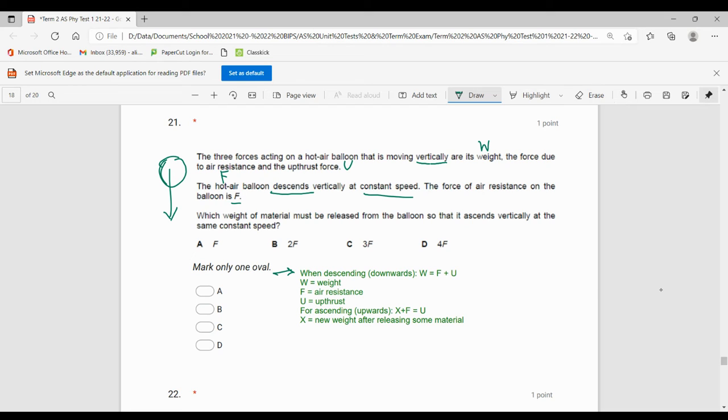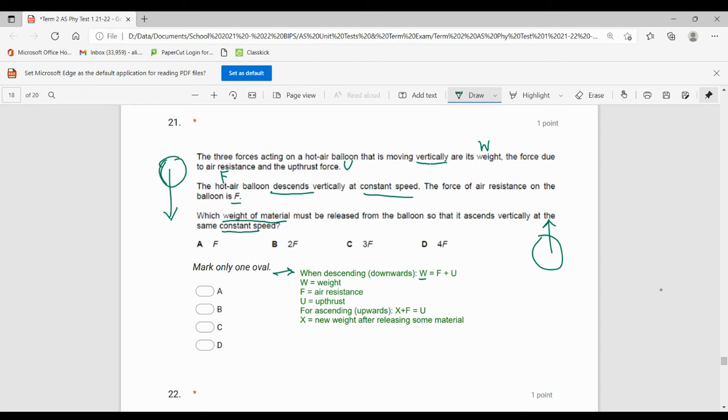Now, the question further says which weight of the material must be released from the balloon so that it ascends vertically. Now it is going to ascend, means it's going to go up. Same hot air balloon would be moving up at the same constant speed. Air resistance has already been mentioned to be F, so we're still going to use F. Now that it will be moving up, what will be the new equation for the three forces? Again, it will have a constant speed, so it will be at equilibrium. It's moving up because now they are reducing the weight. The downward weight is becoming lesser, which means the downward force should become lesser.